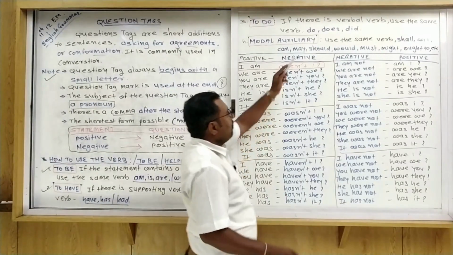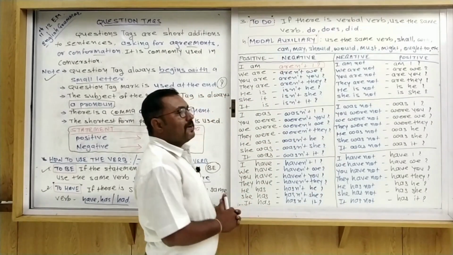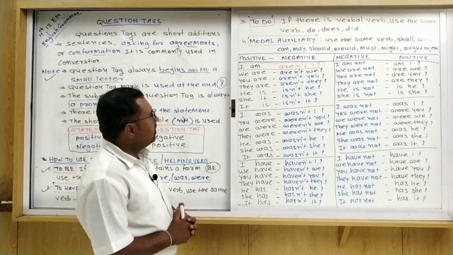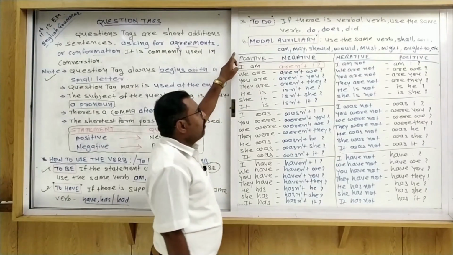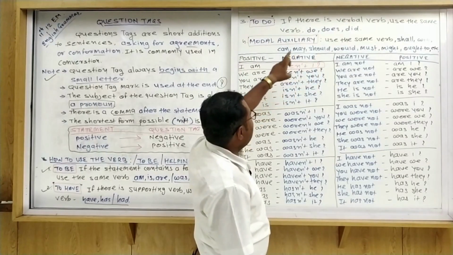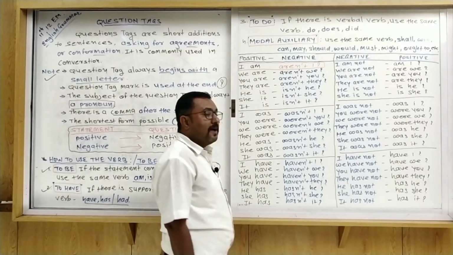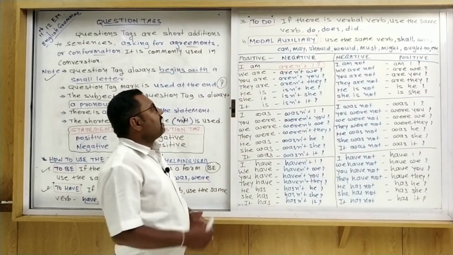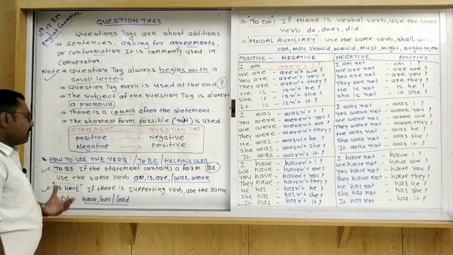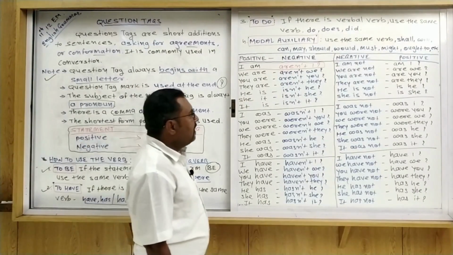If there is a verbal verb, use the same verb. If the verb given is do, does or did, don't miss it. You write do, does or did. And the fourth one, modal auxiliaries. Use the same verb: shall, will, can, could, may, should, would, must, might, ought to, etc. So these are modal auxiliaries. So four things you have to remember: the to be form, to have form, to do form, and modal auxiliaries.